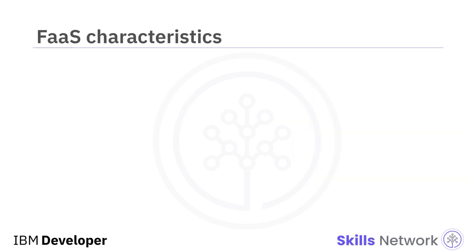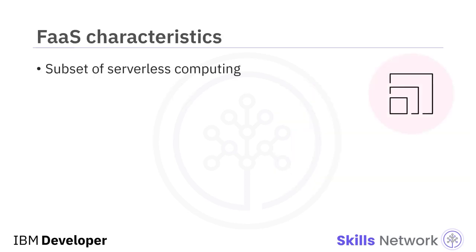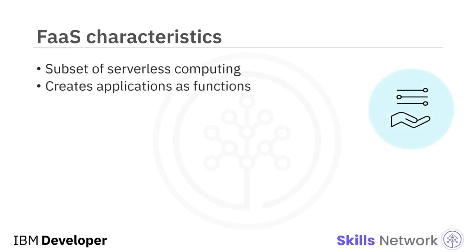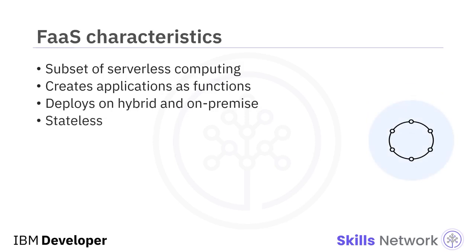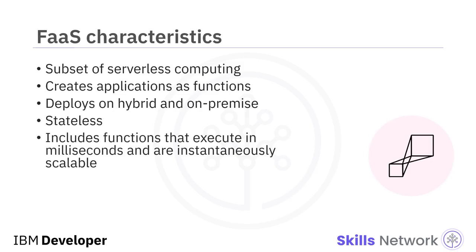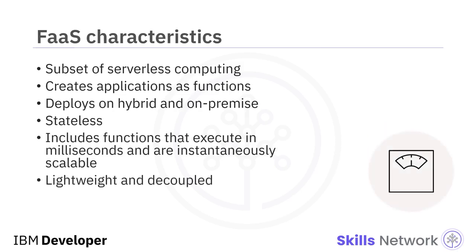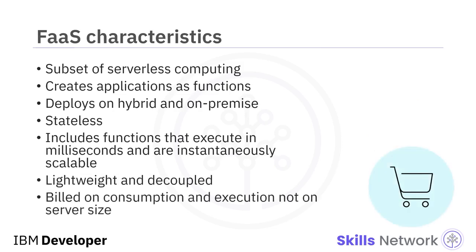FaaS includes the following characteristics. It is a subset of serverless computing. It creates applications in the form of multiple functions where a function is a piece of software written in any programming language. FaaS can be deployed on hybrid clouds as well as on-premises environments. It is stateless, but can maintain state using external caches. Functions execute in milliseconds and process individual requests in parallel, thus making them instantaneously scalable. It is lightweight and uses the decoupling architecture mechanism. And FaaS is built on the time taken to run functions and not on server instance sizes.